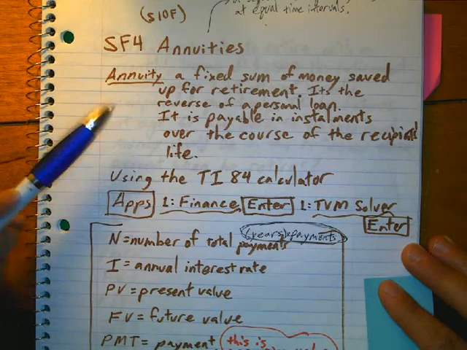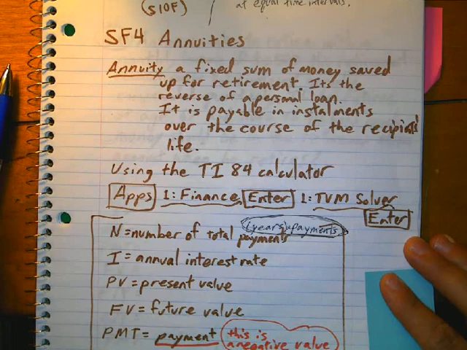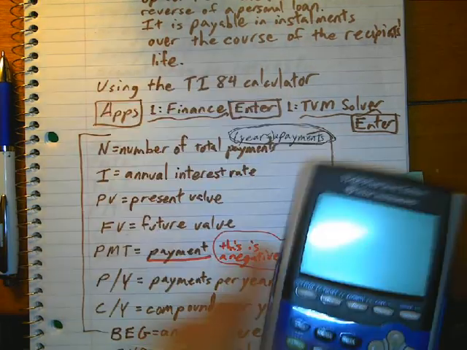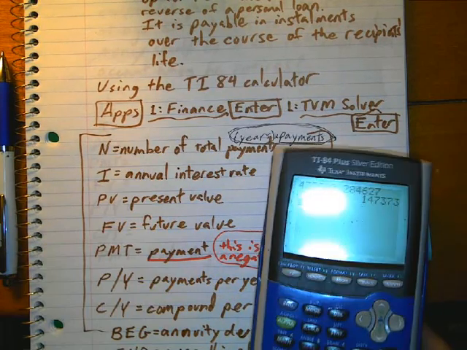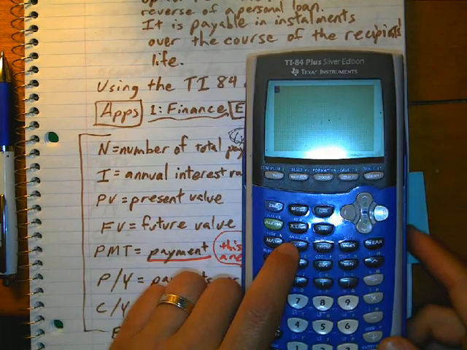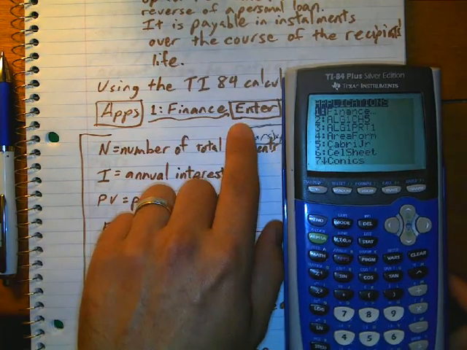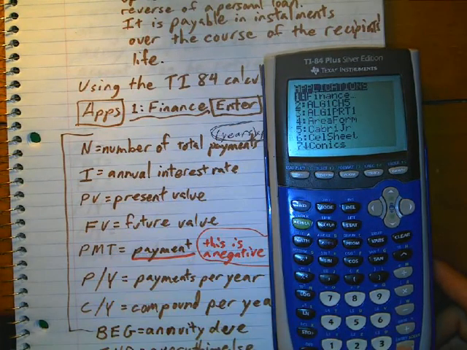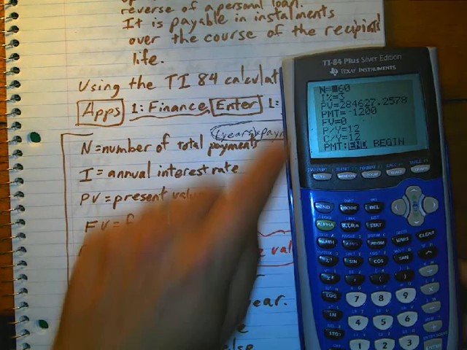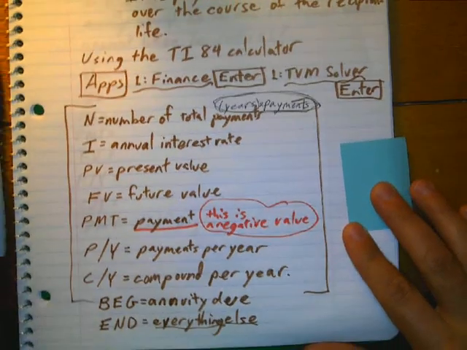So we're going to be using our TI-84 or TI-83 calculator, and the thing we're going to be using is a TVM solver. So what you're going to do is press apps, that's the purplish button right here, and then go to where it says finance. I hit enter, and then TVM solver, I press enter, and that takes me to this screen. On this screen, there are different things they're going to ask you for.